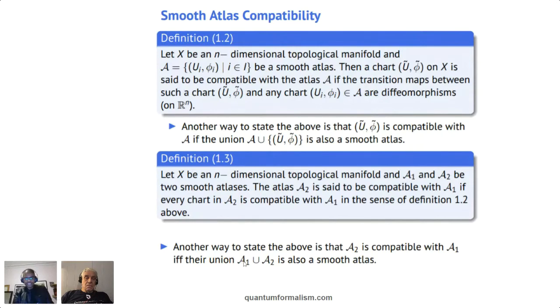Again, another way to see it is to say that A2 is compatible with A1 if and only if the union of the two results in a smooth atlas. So you don't destroy it. If you do the union of the two, remember these are sets, a collection of charts, so you are allowed to take the union. If the result is still a smooth atlas, then you say the two atlases are compatible.